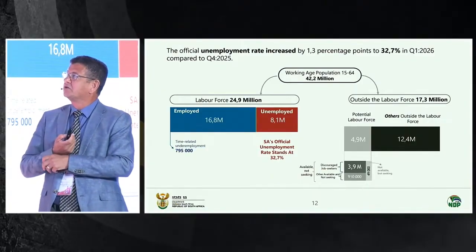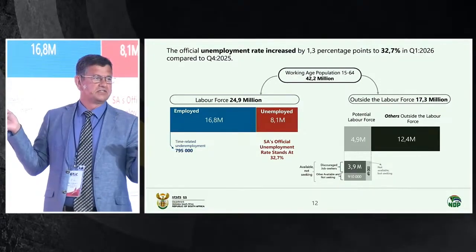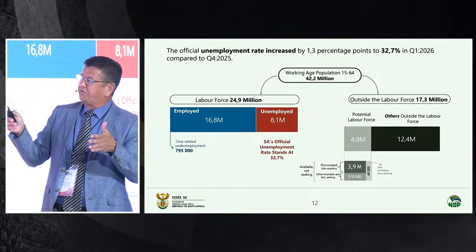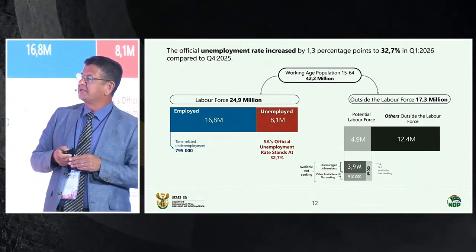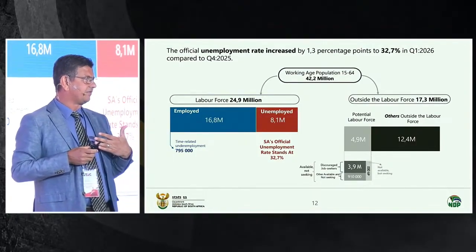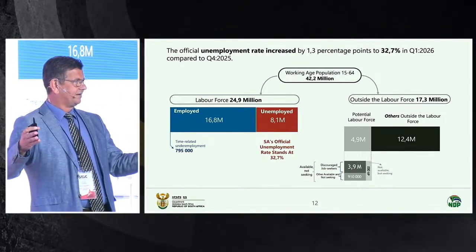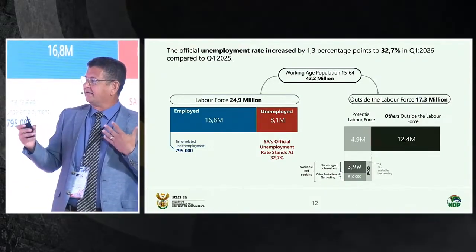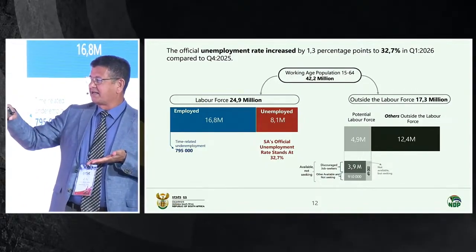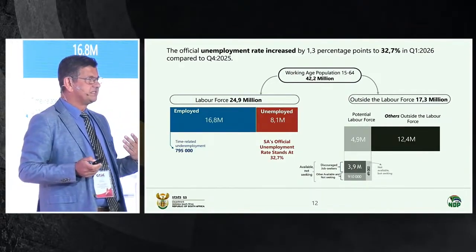Now let's put some numbers in. Quarter 1, 2026, working age population, 42.2 million, divided into the two sections. Labor force, 24.9, outside 17.3. Then if we follow the same schematic, employed was 16.8, unemployed 8.1, and now we can see time-related underemployment, 795,000 people. So they're employed, but not necessarily for a full week's worth of work. And on the right-hand side, we can now take the potential labor force that can be disaggregated into discouraged job seekers and the like. So a lot more details and nuances are becoming available in the time series for analysts like yourself to unpack.